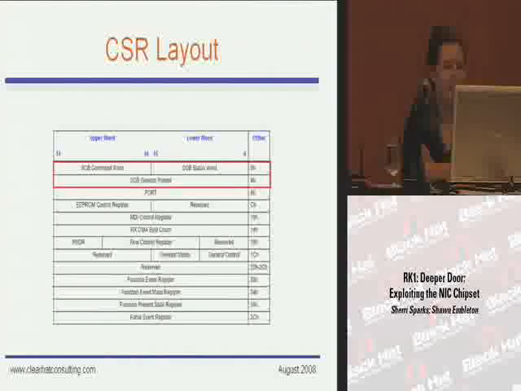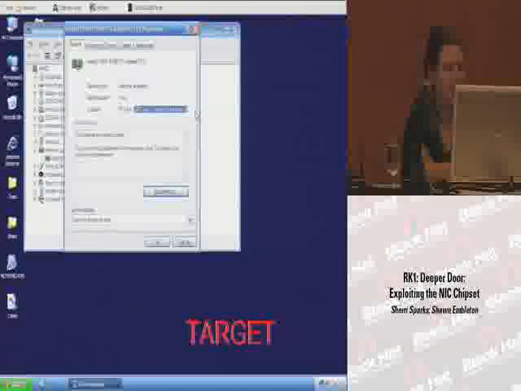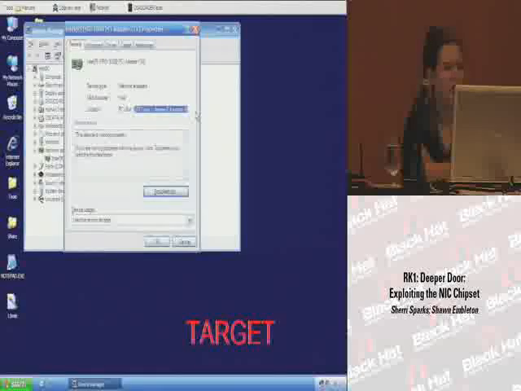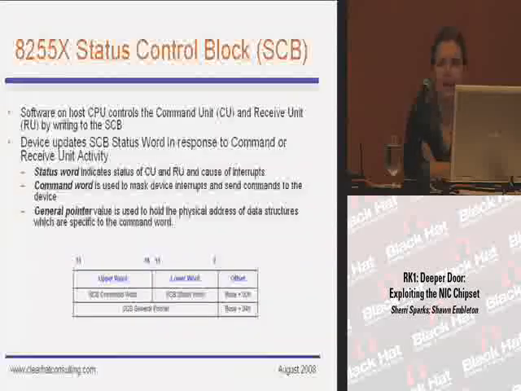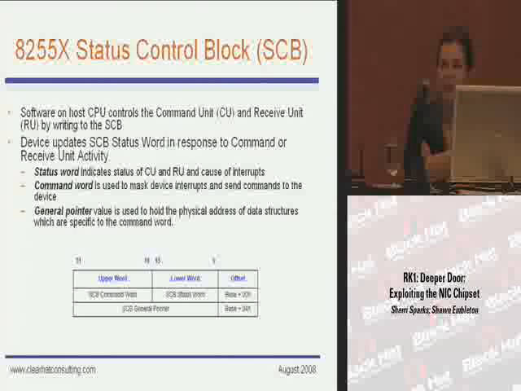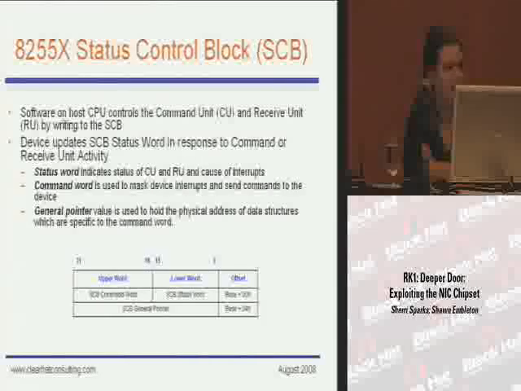This is the layout of the CSR right from the Intel documentation. The main fields that we're interested in here are the status control fields, the SCB command word, status word, and general pointer. As we said previously, the SCB is the mechanism primarily used for communication back and forth between the LAN controller and the host CPU. It consists of these three fields: the command word, the status word, and the general pointer.